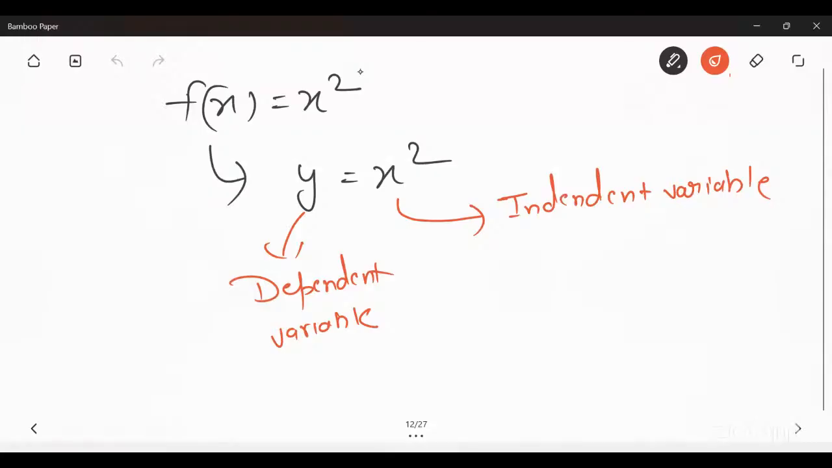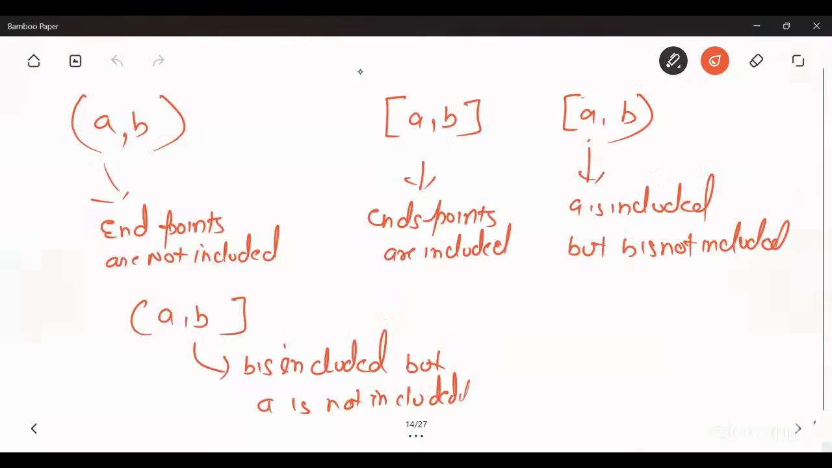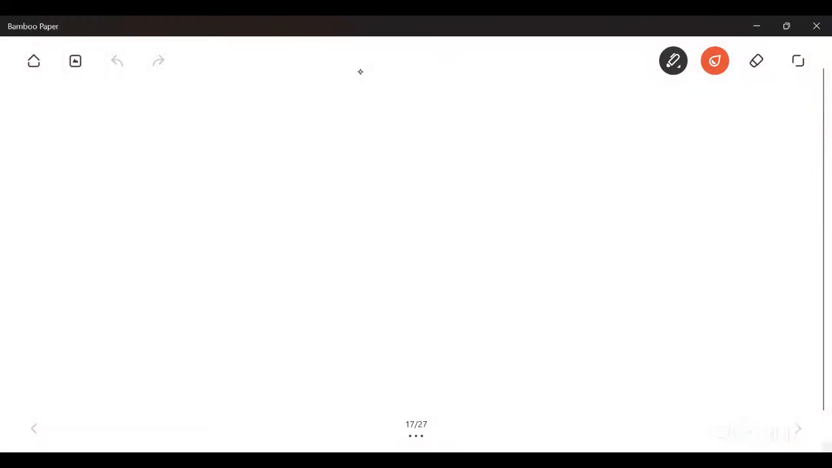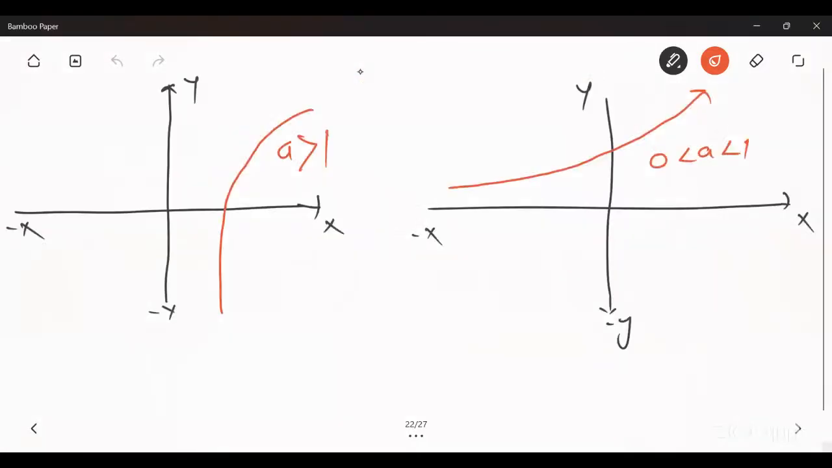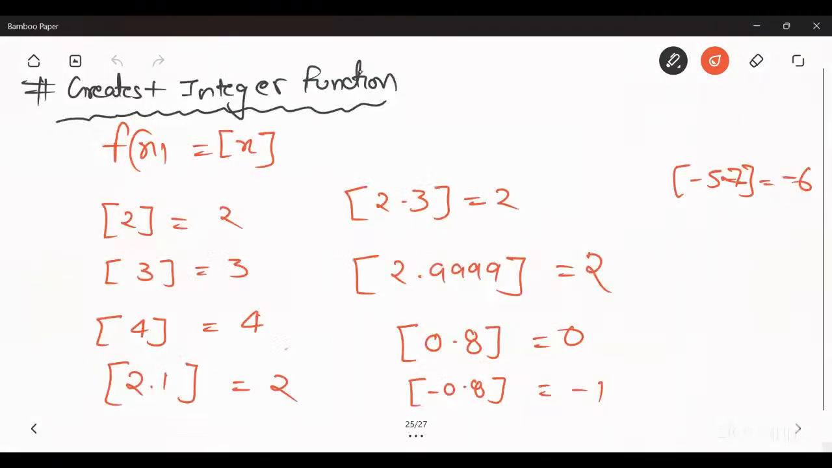Now, next we have discussed the independent variable and dependent variable. X is known as the independent variable because we can put any value of x, and y is the dependent variable because y depends on x. Now we have discussed various types of function: x square, under root x, and next we have discussed the exponential function, the domain and range of the exponential function, and the domain and range of the logarithmic function. Sorry, one more is left, that was the greatest integer function or stepwise function. Now in today's class we will discuss another type of function.